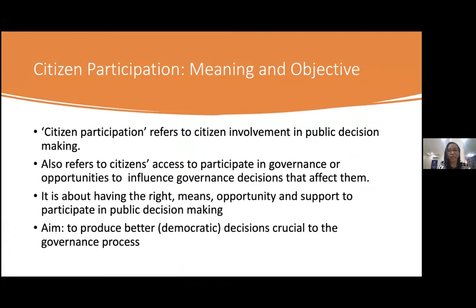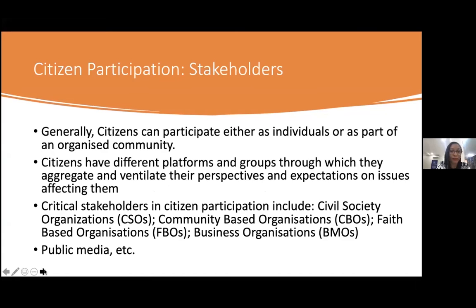So citizen participation, just getting right to it. When we talk about citizen participation, we refer to citizen involvement in public decision making. It also refers to citizens' access to participate in governance or opportunities to influence governance decisions that affect them. It's about having the right means, opportunity, and support to participate in public decision making. And the ultimate aim is to produce better democratic decisions that are crucial to the governance process.